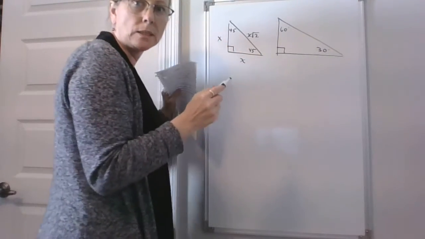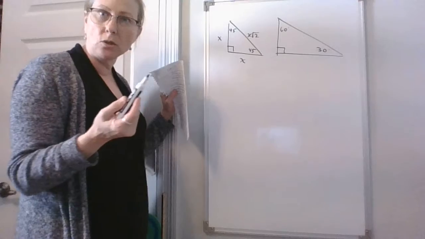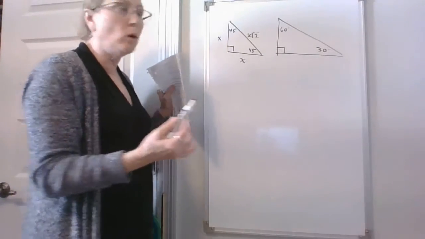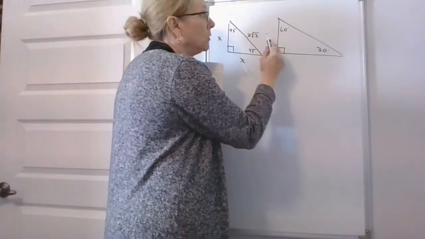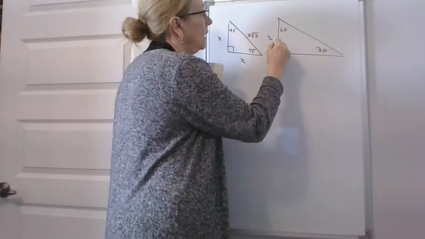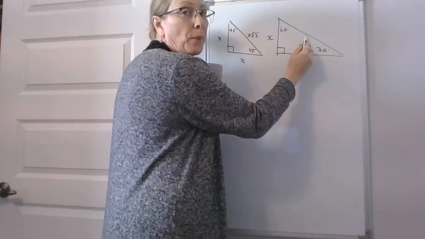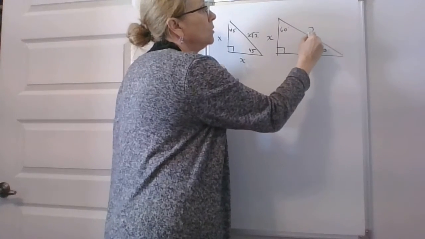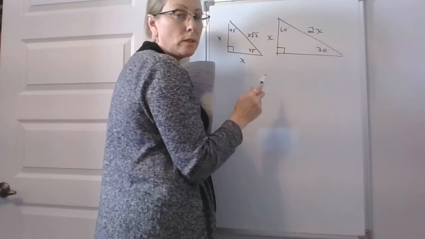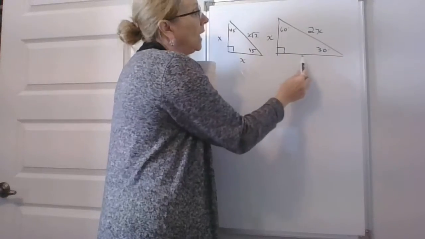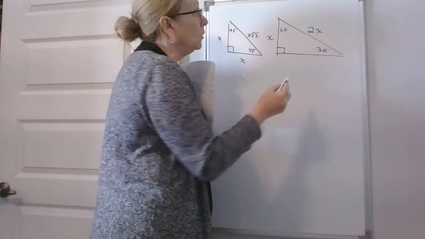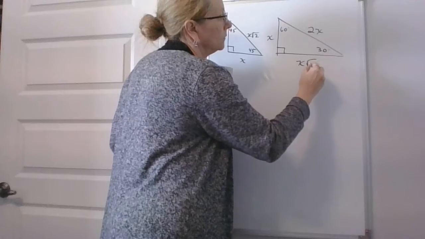watch out, a 30, 60, 90 can have a lot of different orientations. And the key is, this is the smallest angle, so this is the shortest side, x. This is the 90-degree angle opposite the hypotenuse, and the hypotenuse is 2 times the shortest side. This would be the longest side. And then the third side, which is in the middle, is x root 3.